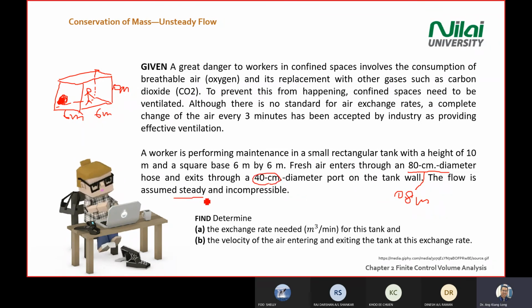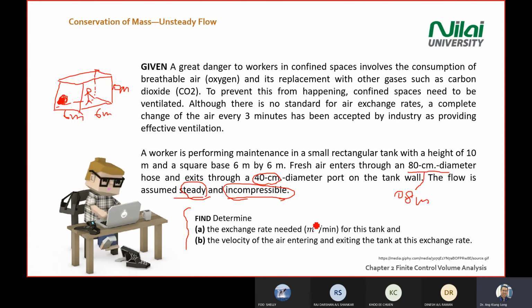We're having a steady flow and incompressible. So these are the two words that help us to solve our question a bit faster. All right, now what does the question ask us to solve? We are given two tasks here. So we need to determine the exchange rate needed. So in this case, you are given some hints here also.